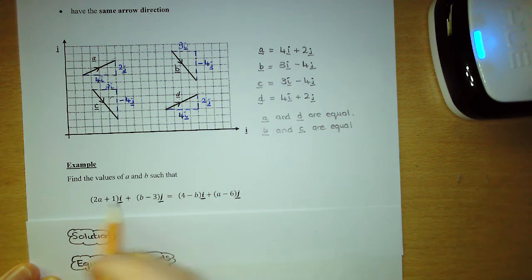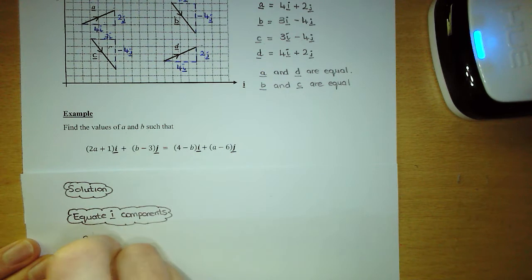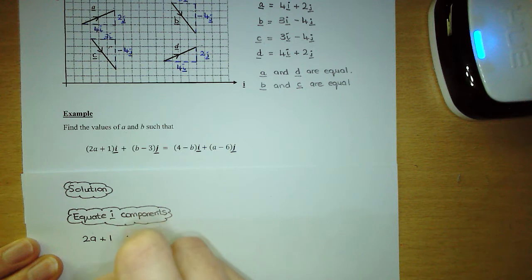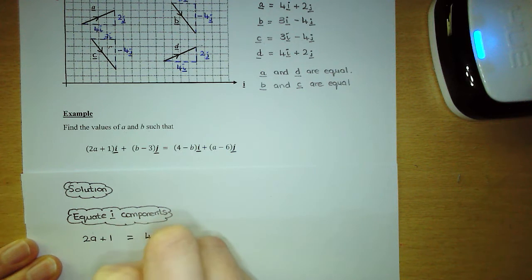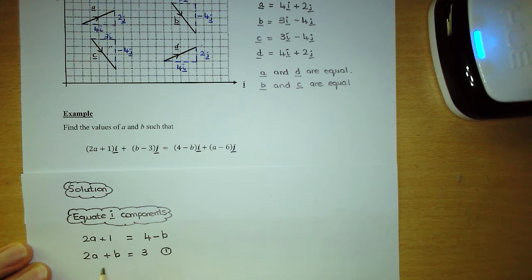So we're going to get 2a plus 1, and that's equal to the i component on the other side, 4 minus b. Okay, I'm going to bring a and b to the same side and the numbers to the other, so we'll bring minus b over, so we're going to have 2a plus b, and then bring your plus 1 over, we're going to have 3. And we'll call that equation 1. So you can see so far we've an equation with 2 unknowns. We're going to have to set up another equation with 2 unknowns.